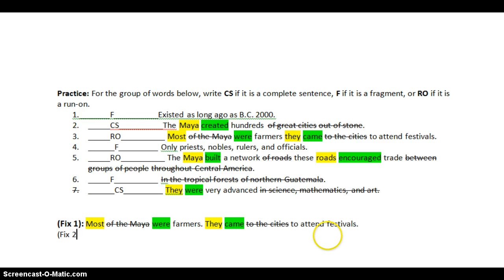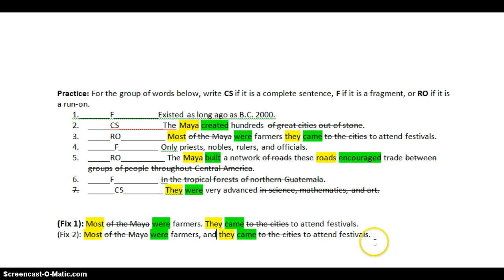For fix number 2, instead of the period, I am going to put the comma. Now, if I only put the comma, it is still going to be a run-on. It's a comma splice. This is a big error, and so you have to add one of the FANBOYS, or the coordinating conjunctions, as they're called. So most of the Maya were farmers, and, I think we'll just do and again, they came to cities to attend festivals. All right, and then fix number 3.